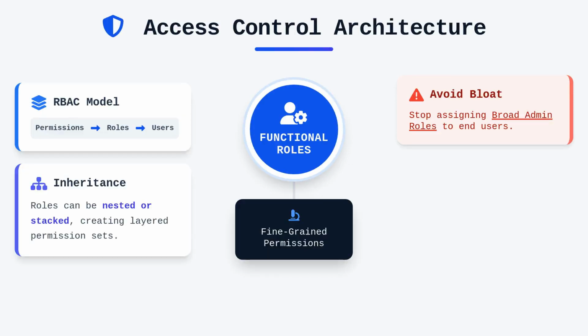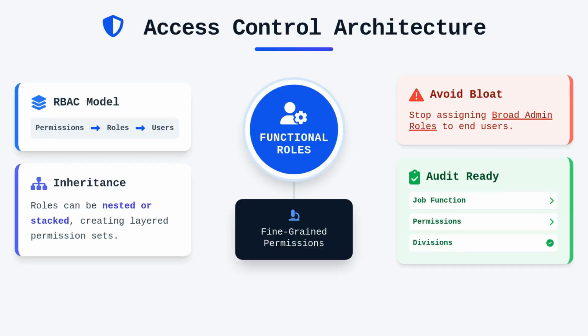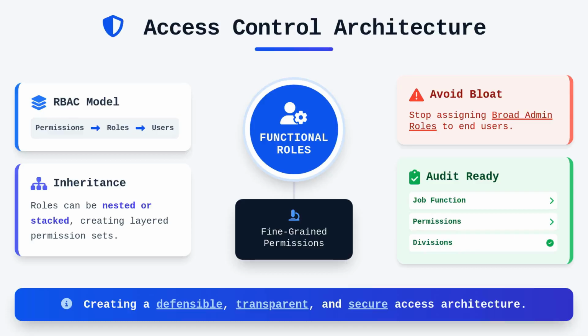Inheritance patterns play a role here as well. Roles can be nested or effectively stacked, but one should be cautious not to create an obfuscated web of permissions that becomes impossible to audit. When an auditor or compliance officer reviews the system state, they should be able to clearly map a user's job function to a specific set of permissions and divisions. By leveraging this combination of role definition and divisional scoping, you create a defensible and transparent access control architecture that satisfies both internal operational needs and external security standards.